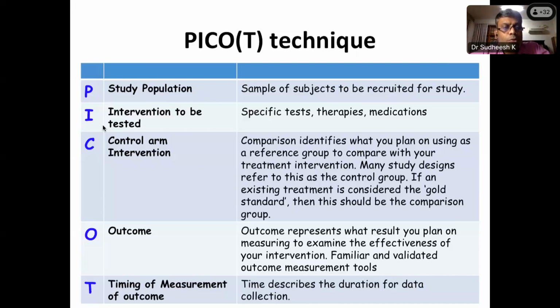And O stands for outcome. That is, what outcome you are going to study, or what is your primary outcome. That should be clearly mentioned in the research question. And finally, T stands for time of measurement of outcome. It describes the duration for which the data is collected.